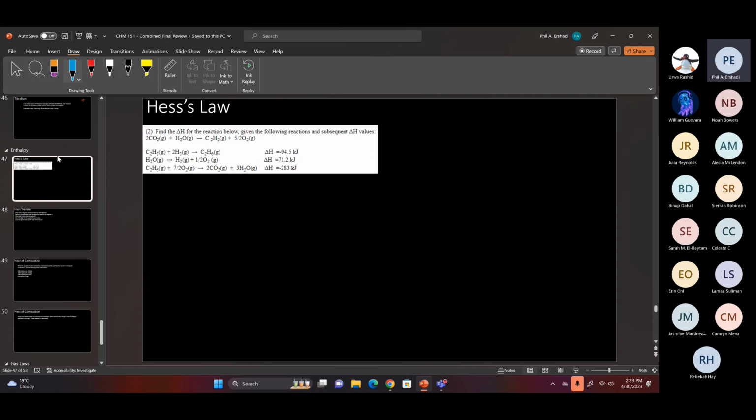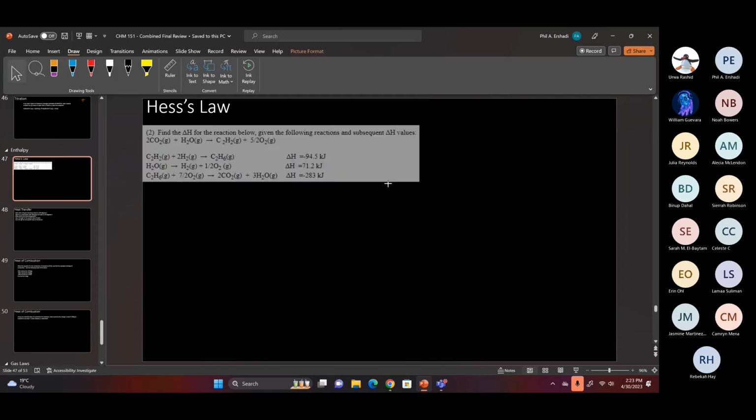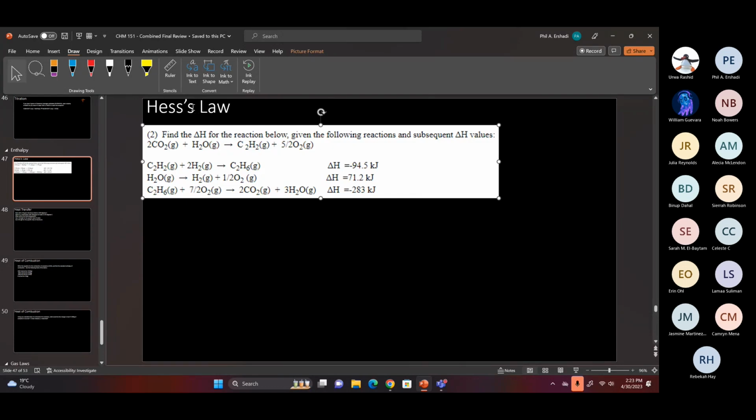All right, so Hess's law. I'm going to make this a little bigger so everyone can read it easier. We have a target equation, and that target equation is 2CO2 plus water yields C2H2 plus 5 halves O2. I'm going to copy that down here.